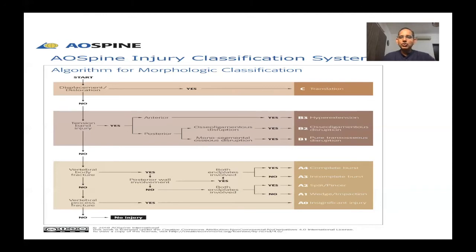If there is no burst fracture, that means the posterior wall is not involved, then look at the end plates again. If both are involved, then it's a pincer variety or the split variety, A2. And if only one is involved, then it's a wedge compression fracture or A1 category. If you look at the vertebral body and there is no vertebral body fracture, there are only process fractures like the TP or the spinous process, and this is an A0 injury, which is insignificant.